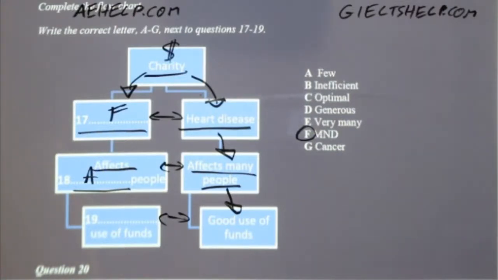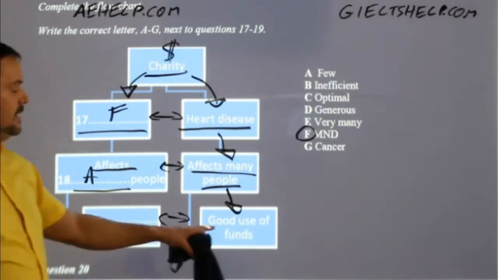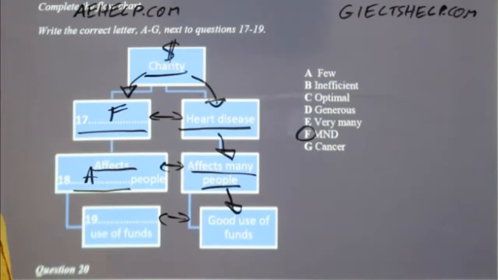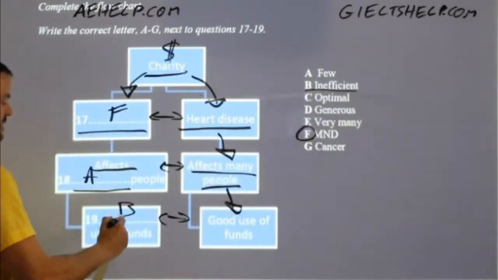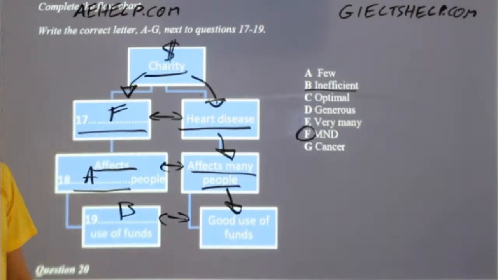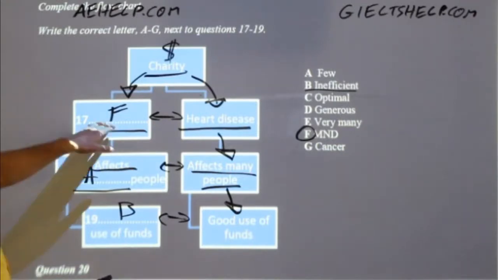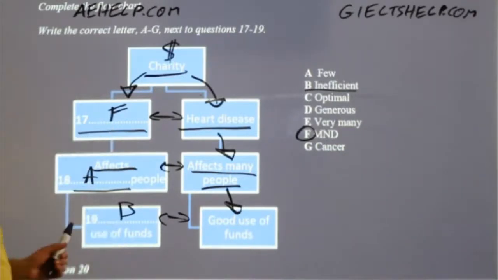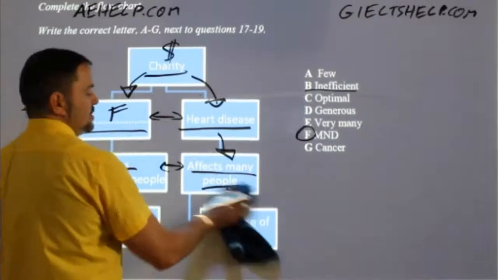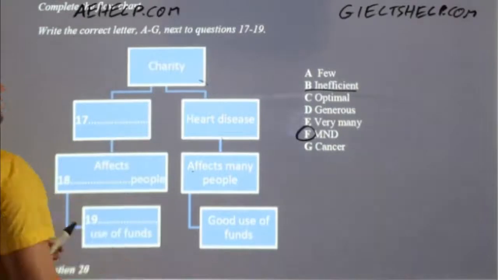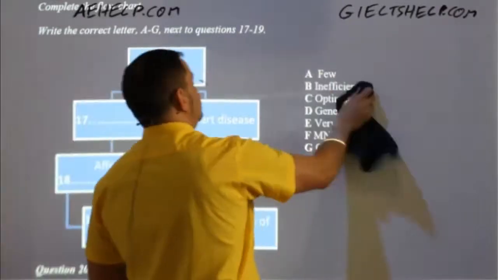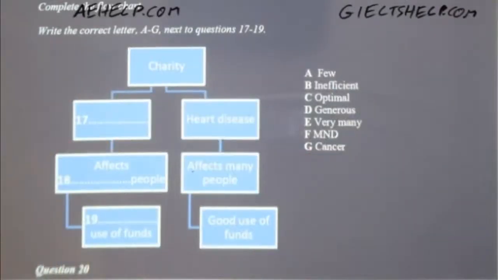Dr. Krishna, good job on the previous. Charlie Sen, good job. All right, number 19. So obviously if this is good use of funds, then B makes the most sense here. It's inefficient use of funds for number 19. Inefficient use of funds, okay? So F, A, and B were the correct answers there. All right. Next one. Here we go. Last question.